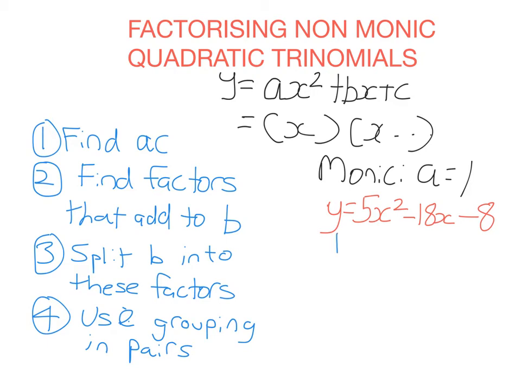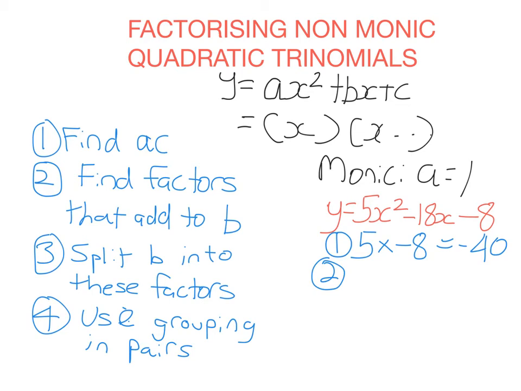First is AC. Now, you have to make sure that you're careful with the minus sign. So here A is 5, but C is not 8, it's minus 8. So A times C is negative 40. Minuses do make things a little hard, I know. So secondly, we have to find factors of negative 40 that add to not 18, but negative 18.